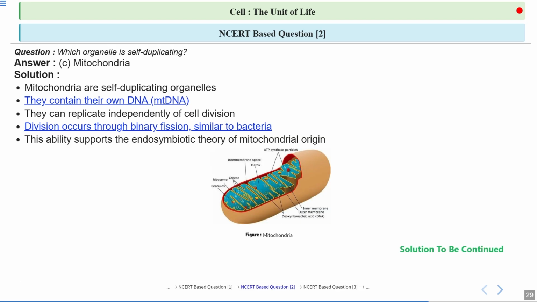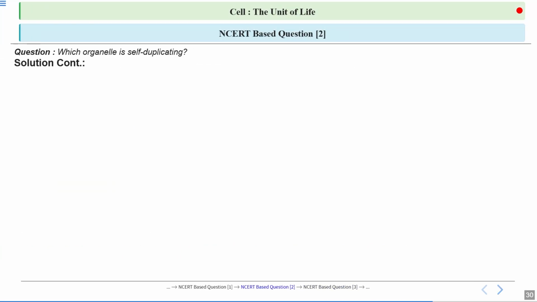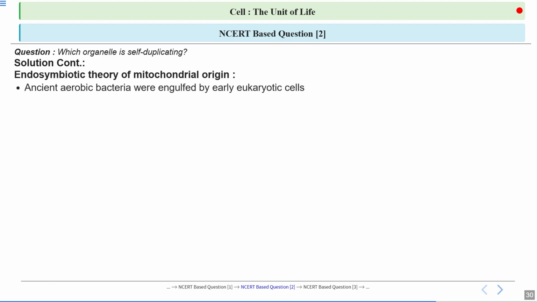This is the structure of the mitochondria. They have their own mitochondrial DNA. Okay, the endosymbiotic theory of mitochondrial origin, this we have already discussed.